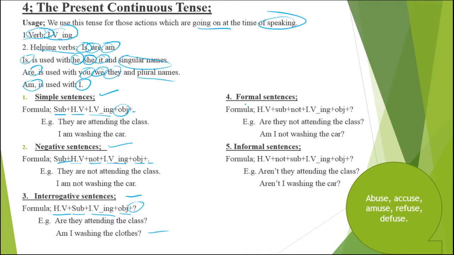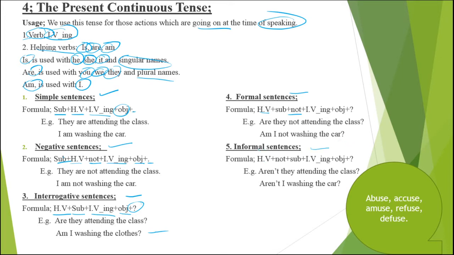Fourth one we have got, that is known as formal sentences. Complete name, negative, interrogative, formal sentences. Those sentences in which we ask question and deny the statement, and we ask them in a formal way, in a polite way, in a respective way, or we use it with our elders or senior. Example: are they not attending the class? Am I not washing the car?